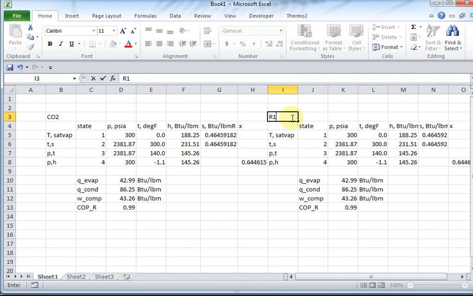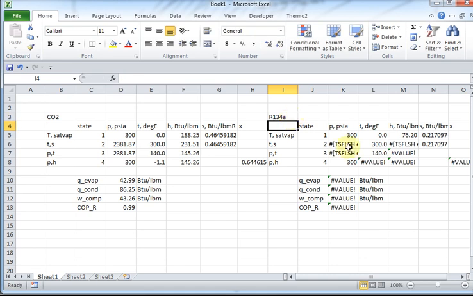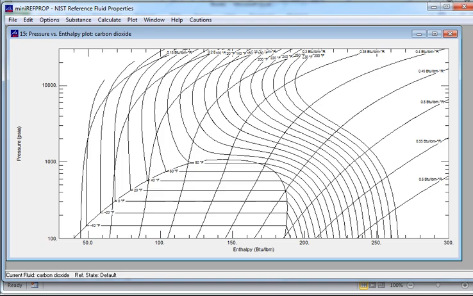Let's do refrigerant 134A. True? And notice it balked a lot because of these pressures and stuff. But 0 degrees here is probably not 100 psia. Let's quickly jump back and find out.